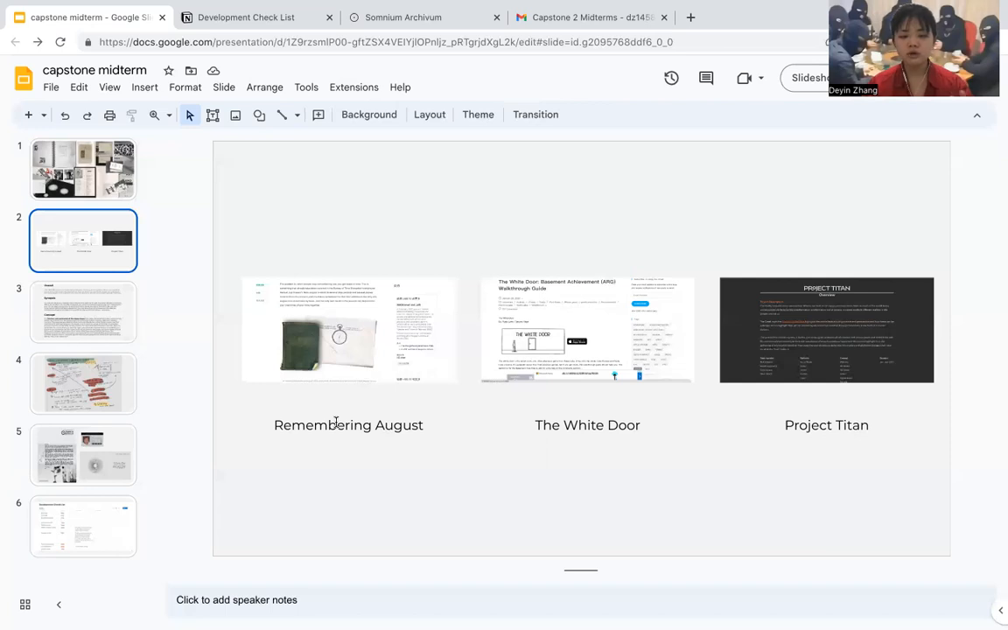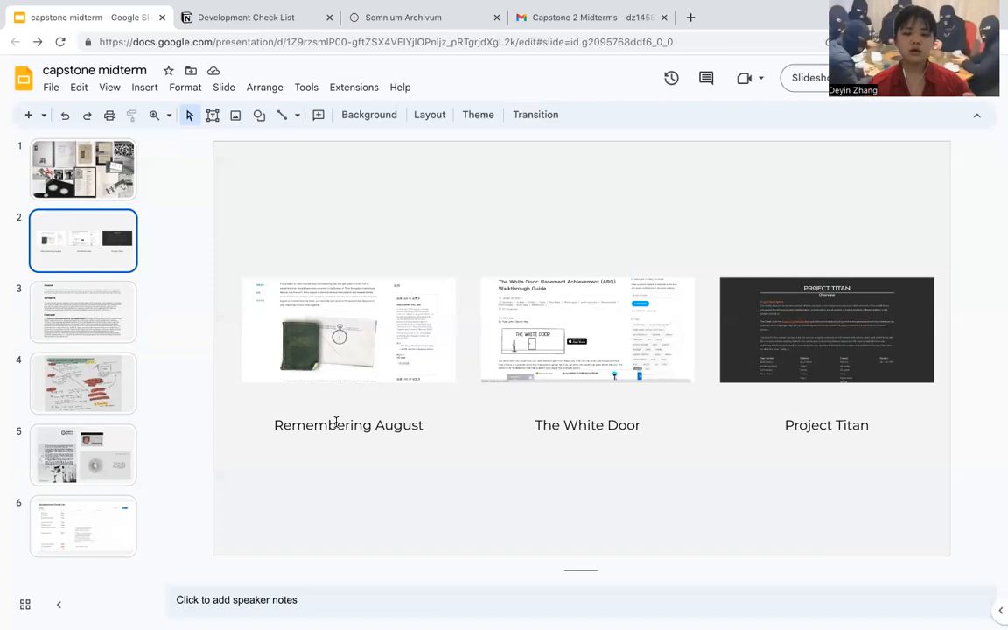And the third one is Remembering August. This is a game based on sending and receiving letters. I chose this because I think this game bridges the virtual or fictional world and the reality. The user needs to write and send letters, and this is really different from other ARGs because it uses a more direct way for user engagement or participation. So I think this is a really good way to explore in the narrative.